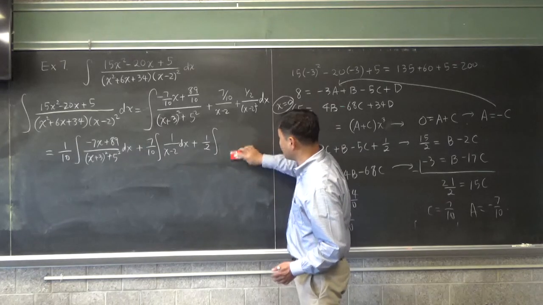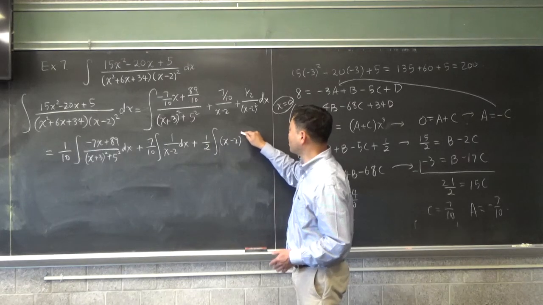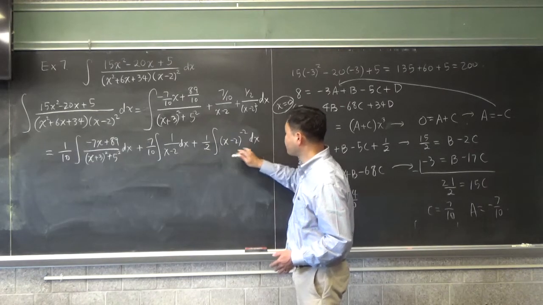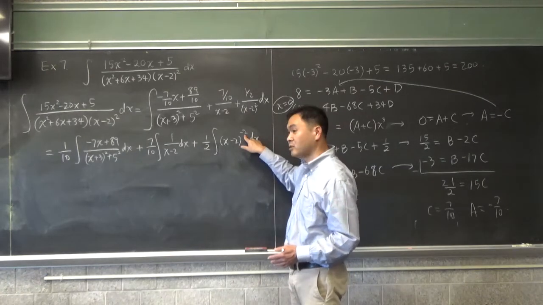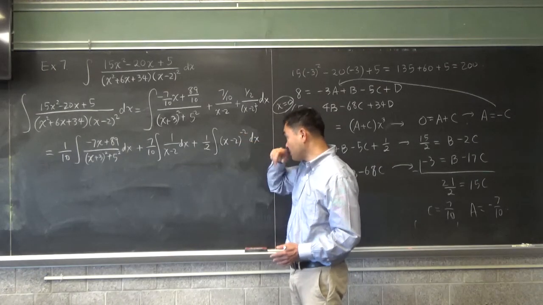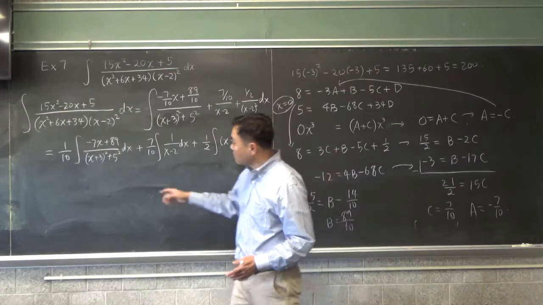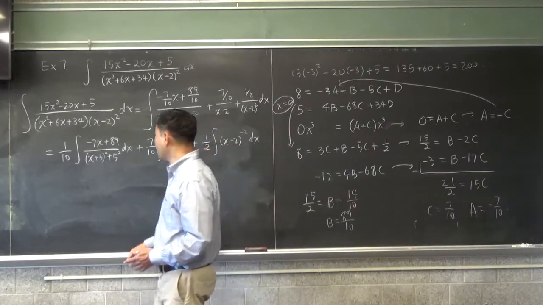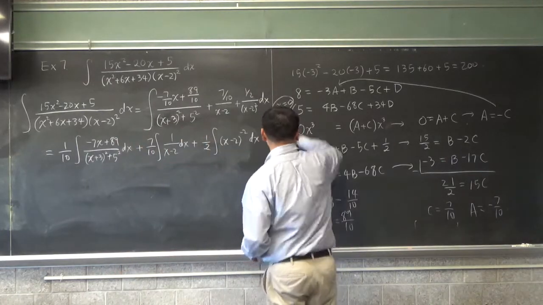Let's rewrite this as (x minus 2) to the negative 2 power, because then you can use the power rule. You add 1 and put the reciprocal in front. So those are easy. This one's not so easy. This one requires some work. So we're just going to work on this one.